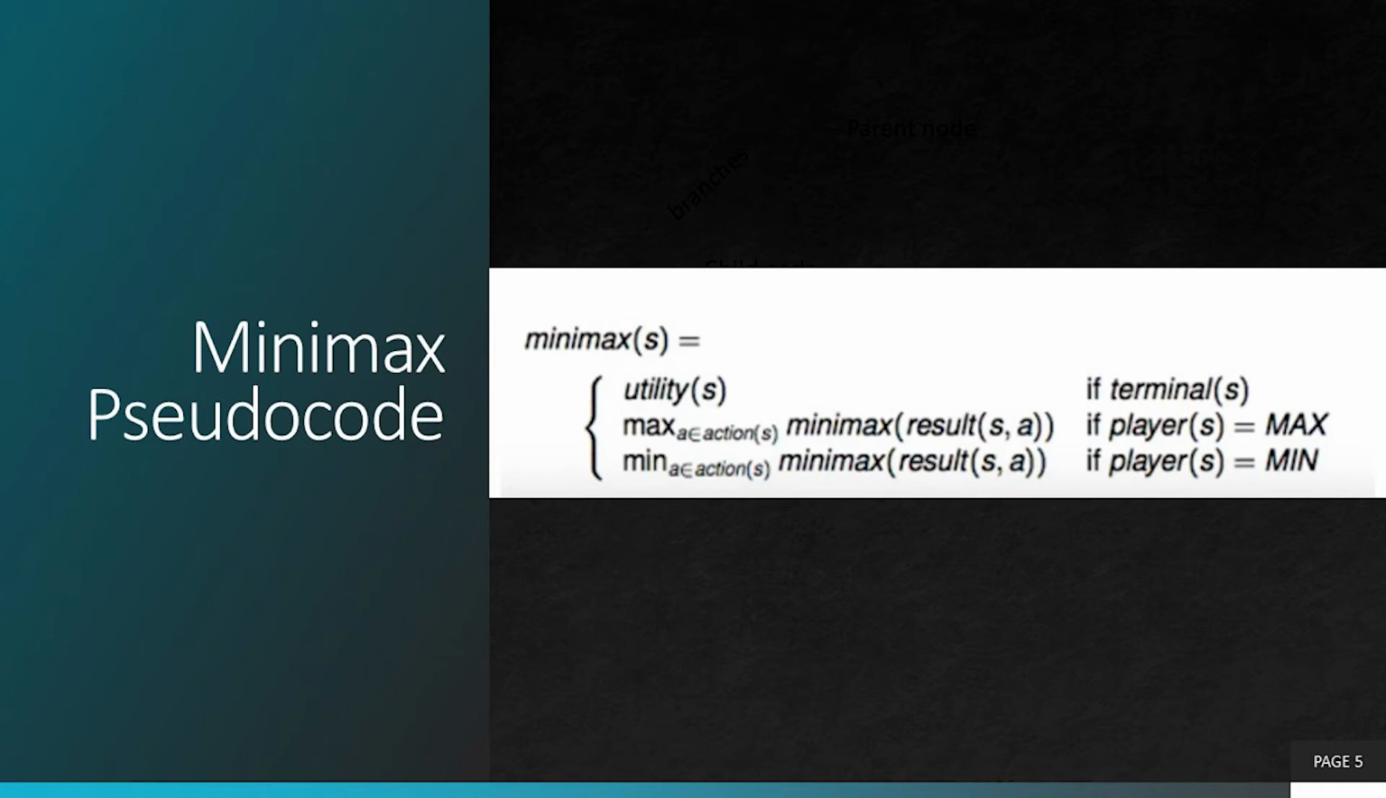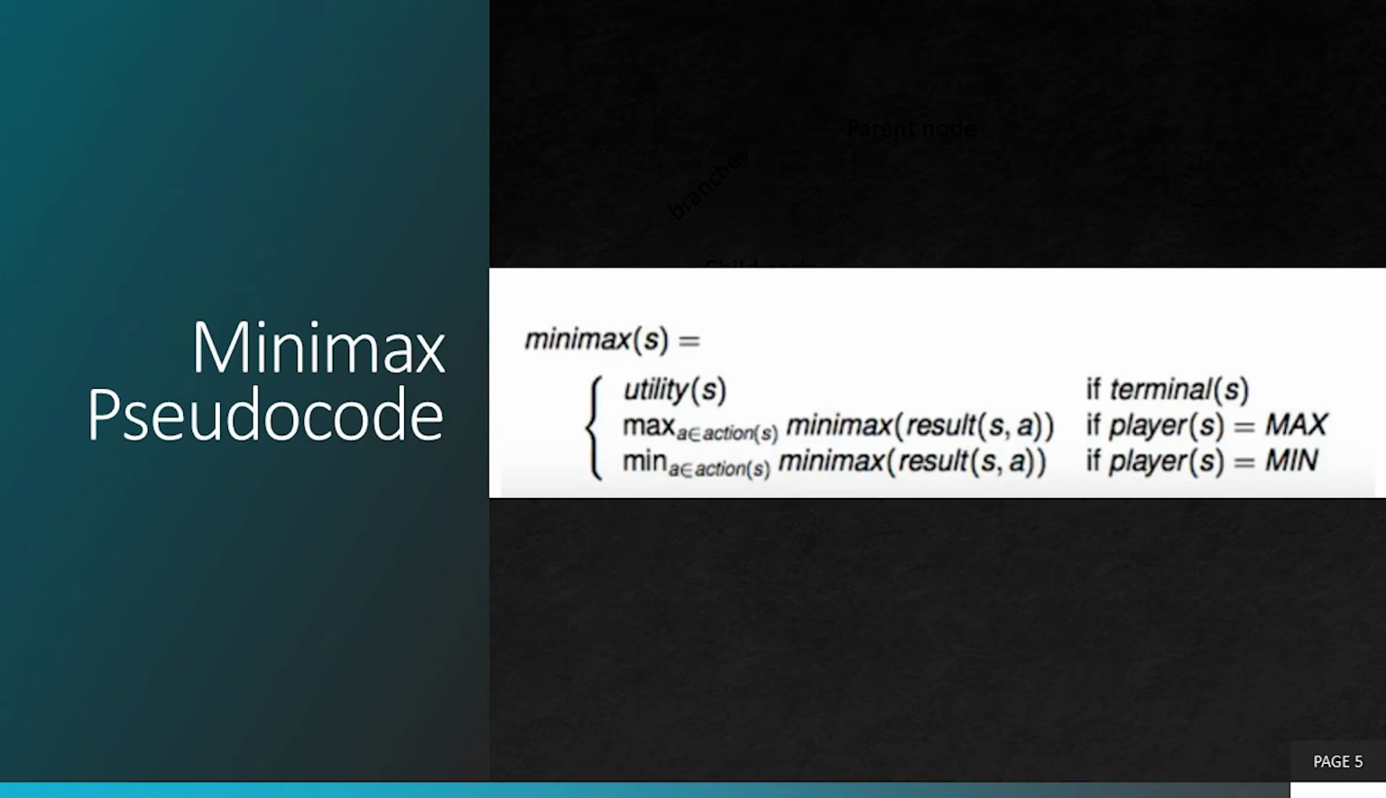If it is not the terminal state, that is when you need to apply the actual minimax function. The second line in the algorithm is for when the player of the current state is the max player. You know who the max player is, right? It is none other than the artificial intelligence.